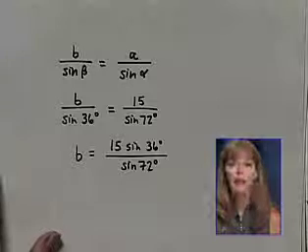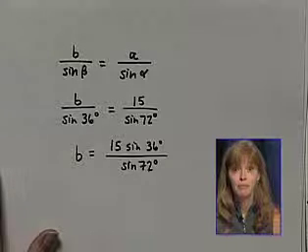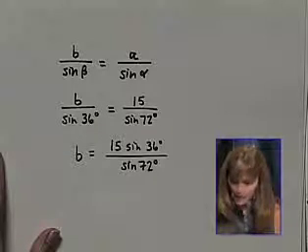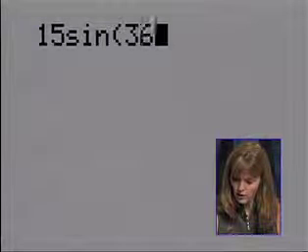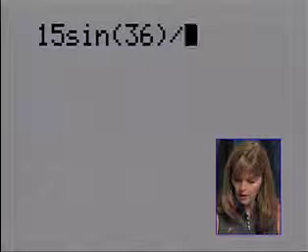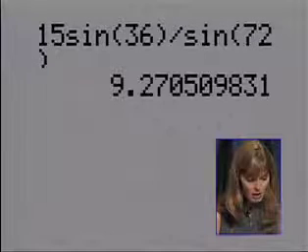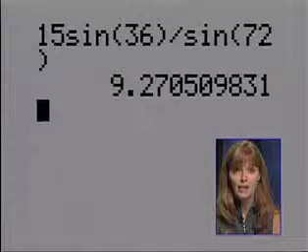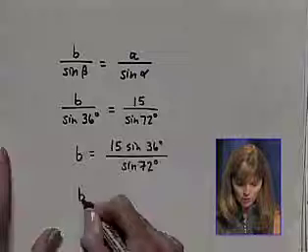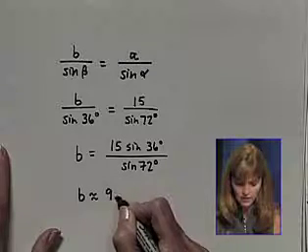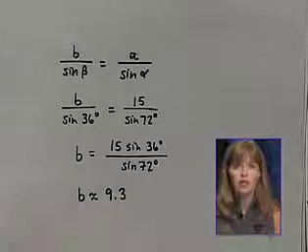And again, let's use the calculator in order to help us. We're going to evaluate this by substituting in 15 sine 36 degrees divided by sine of 72 degrees. And we come up with a value for B, which is approximately equal to 9.3. And writing that down, we come up with the solution to this problem.